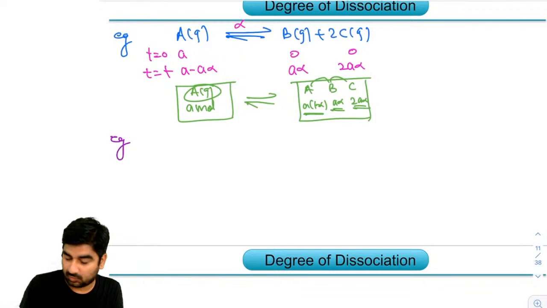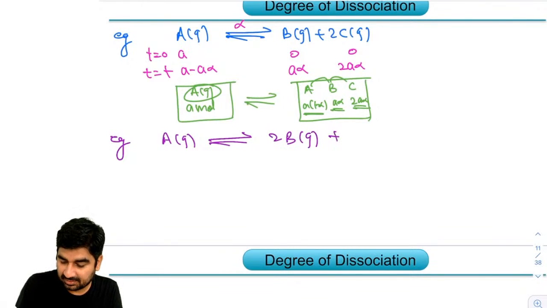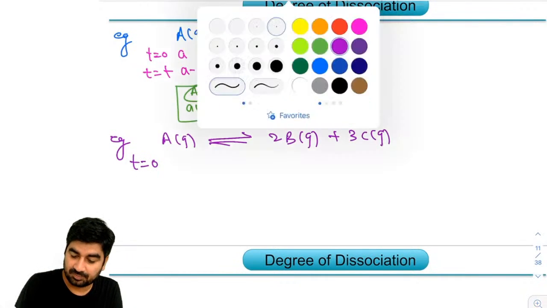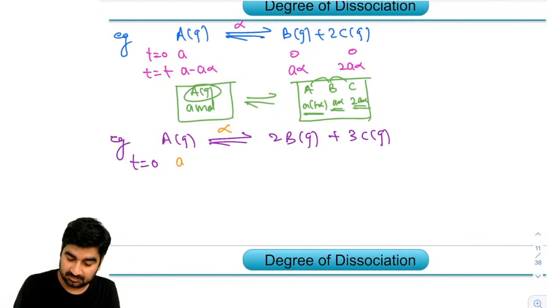Now if I'm giving you A gas and it will give you 2B gas, 3C gas at T is equal to 0. Suppose I'm saying the degree of dissociation is alpha and it will be A. This is 0, this is 0.